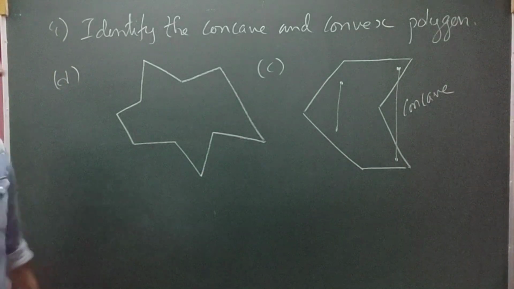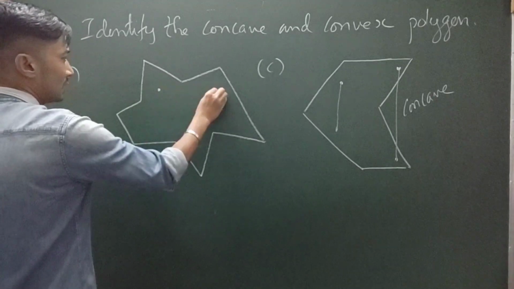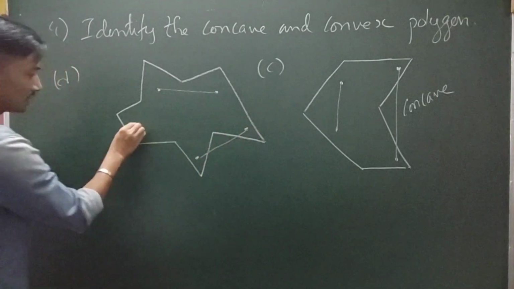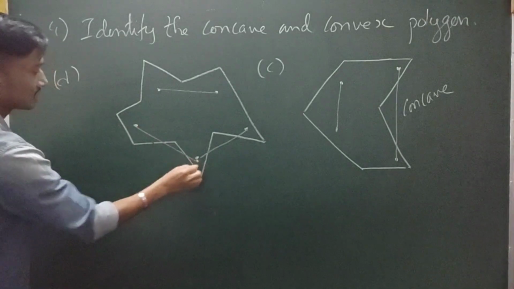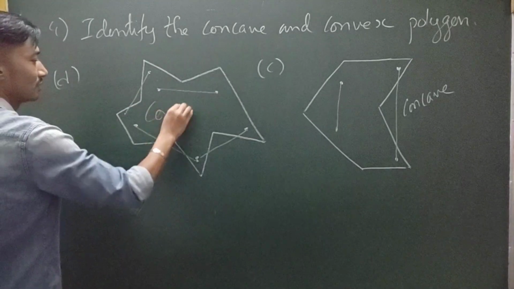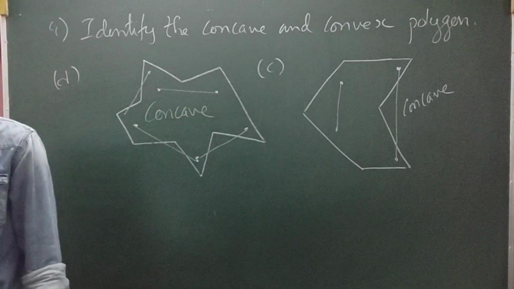Now, tell me, is this concave or convex? Any two, you just like this, chalo, no problem. But what about this and this? I'm going outside. What about this and this again? I'm going outside. What about this and this? I'm going outside. So this is also concave. So there was only one convex polygon in this figure.